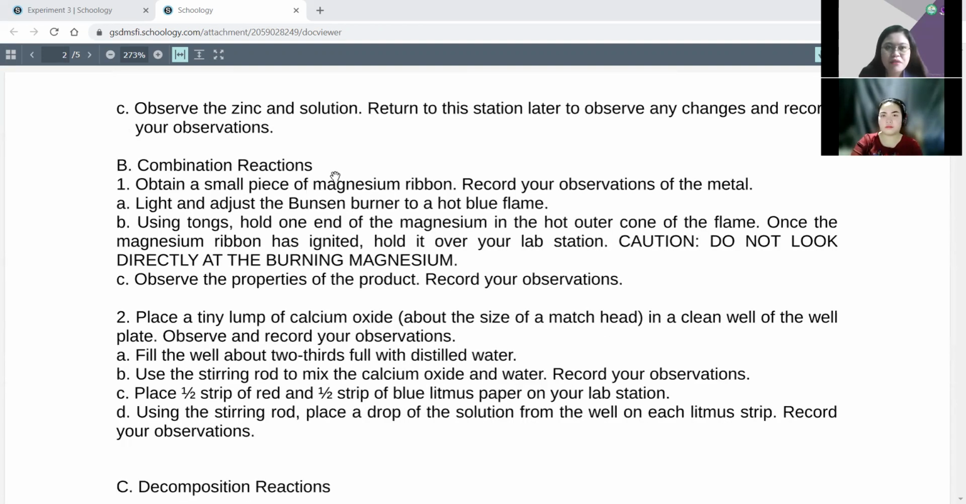And then letter B is for the combination reaction, where we need a magnesium ribbon, and then we will be lighting the magnesium ribbon in a Bunsen burner in a hot blue flame. So it will be a non-luminous flame. Again, what you will do is burn the magnesium ribbon in a hot blue flame of a Bunsen burner. So take note that this one is a combination reaction. And when you say you are igniting the magnesium ribbon, you actually need oxygen here for the reaction. Okay, so that's the first one.